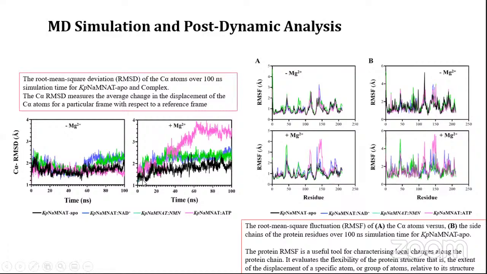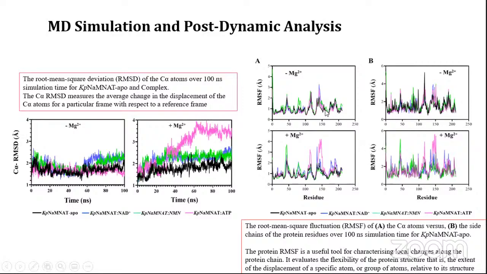However, in the presence of magnesium, we see that there was deviation after 40 nanoseconds in the structure of the protein in the presence of ATP. Although this deviation is actually within range, because deviation of small globular protein within 1 to 3 angstroms is actually acceptable. Though there is a deviation, the deviation is still within an acceptable range.